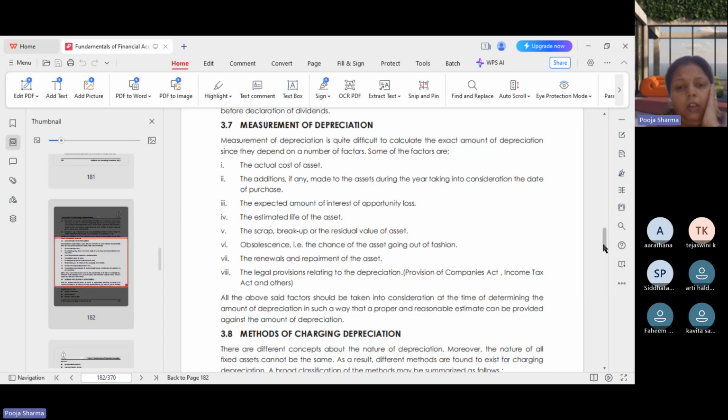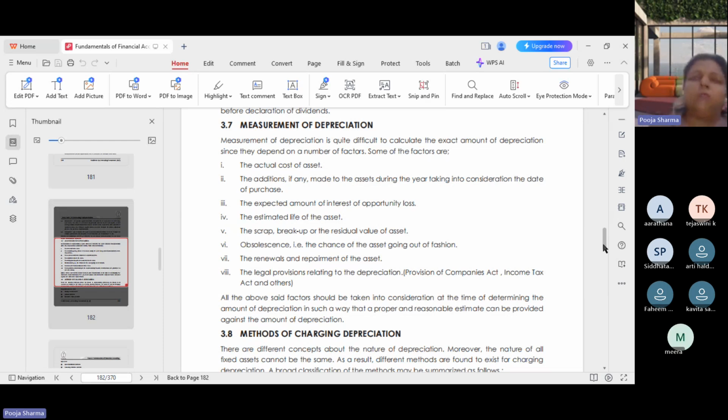Now, renewal and repair cost. All these are costs we have to incur whenever we purchase machinery or a plant. We have to make some addition to it. That's why these are renewals and repairs, or it may be something else we have to do.